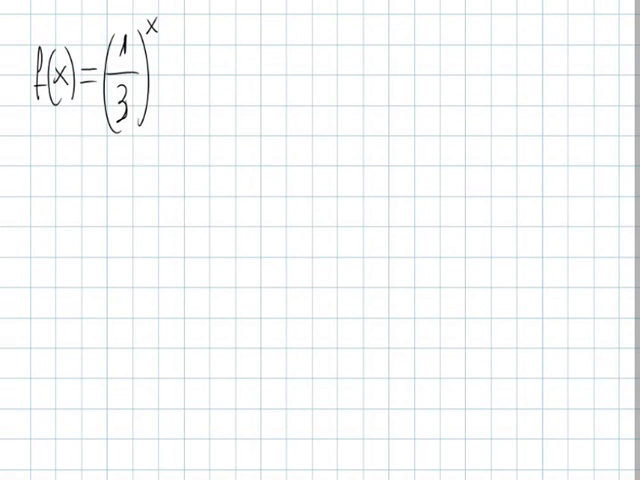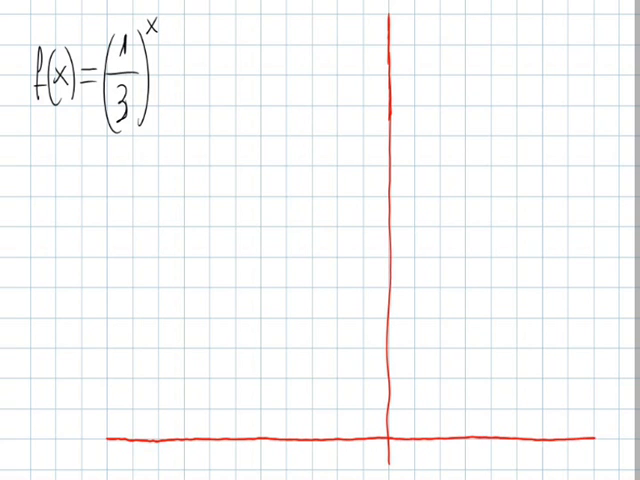Let's represent in a graph the function 1/3 raised to x. We can see that we have an exponential function, because the unknown value x is the exponent of a power. Let's draw both axes, the y and the x. And now let's make a table with different values.